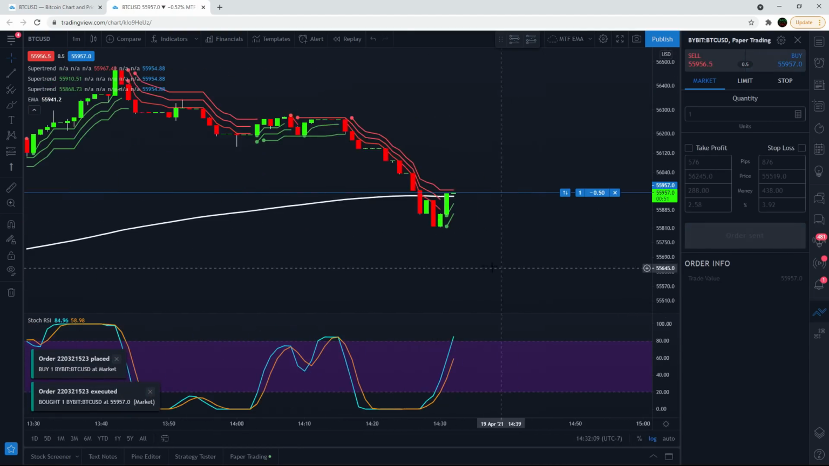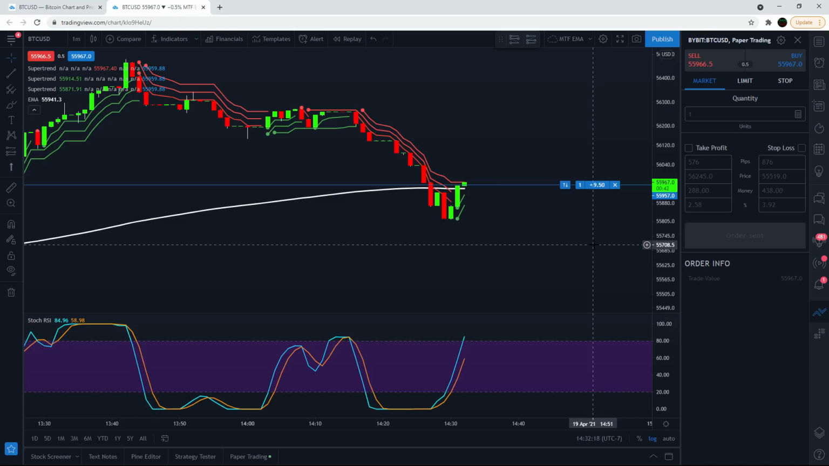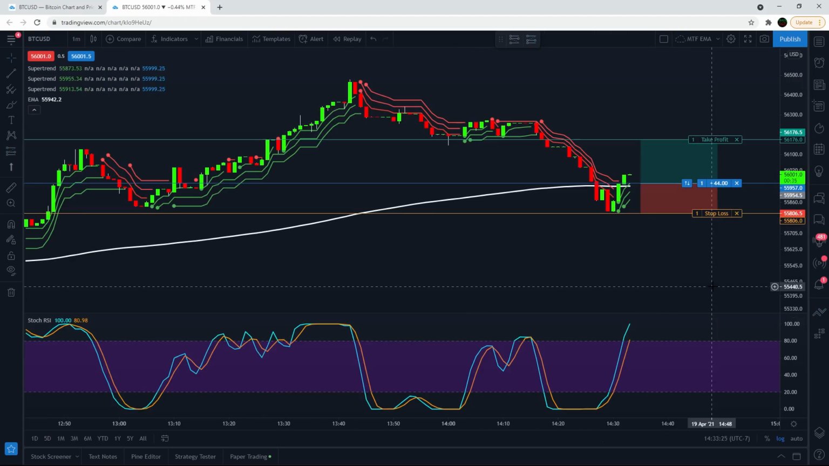Okay, so another long entry here. Got the super trends indicating a long, close above the 200 EMA, and also the stochastic was not yet in the overbought territory, coming up from oversold. So we'll see how this one plays out.